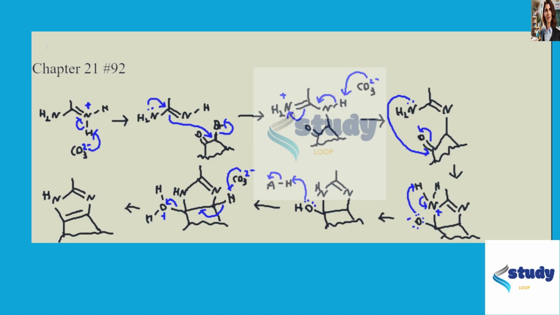And this is the mechanism. Again, it's an SN2 displacement of bromine followed by intramolecular enamine formation. And here it is. And that's the answer to chapter 21, problem number 92.